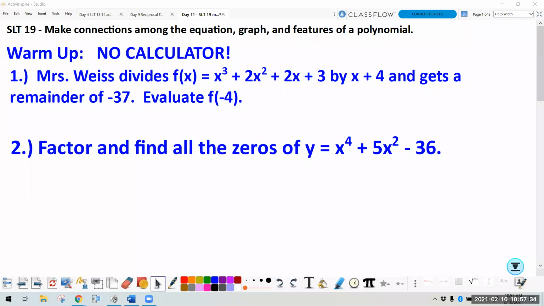All right, find this page in your packet or write these problems down, pause the video and try both problems. So for number 1, evaluate f of -4. Since the remainder is -7, that is the value. This is from the remainder theorem.